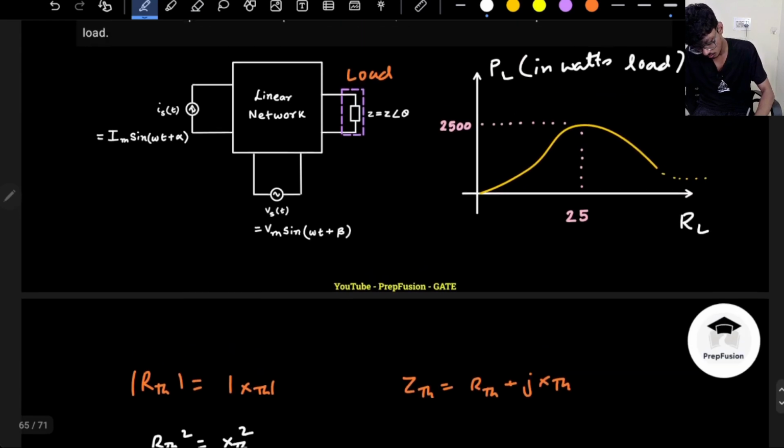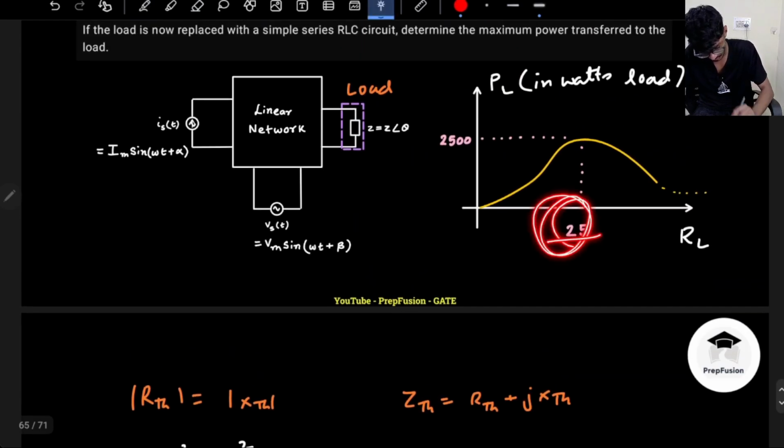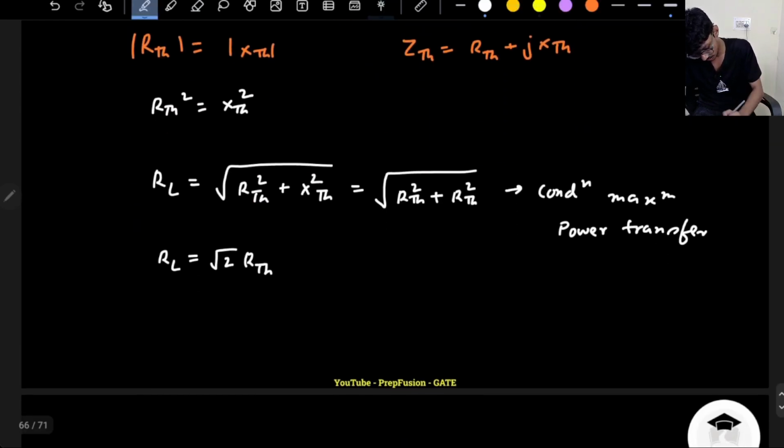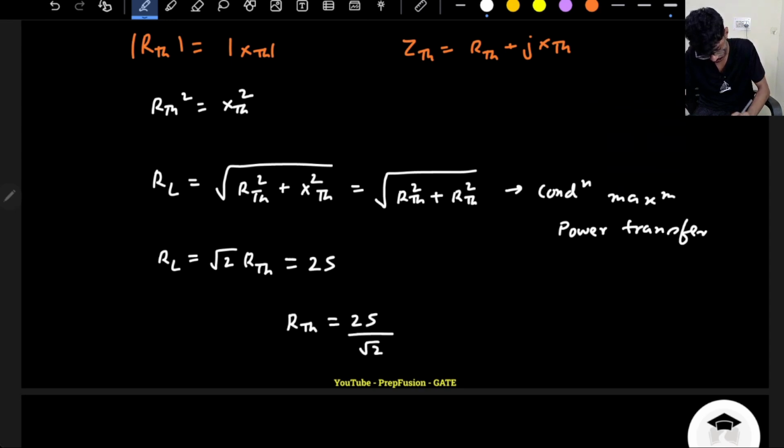So when is it happening? At 25 ohms. This is equal to 25 ohms, because at this point the maximum power transfer is actually happening. So from here I can directly find out my RTH. Sorry, RL is 25 only, so RTH will be equal to 25 by root 2.